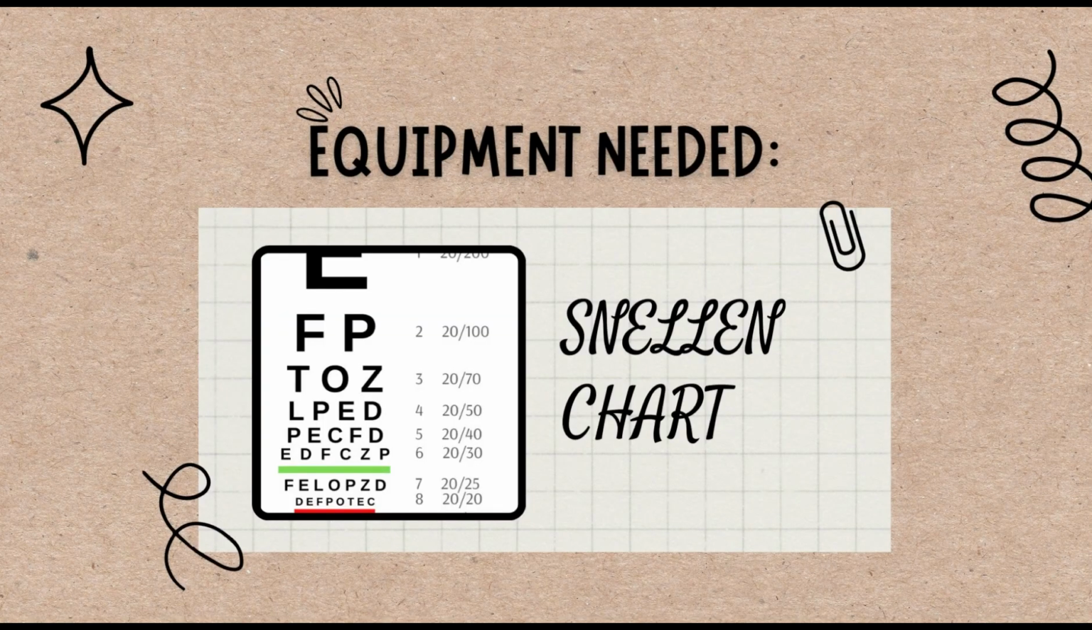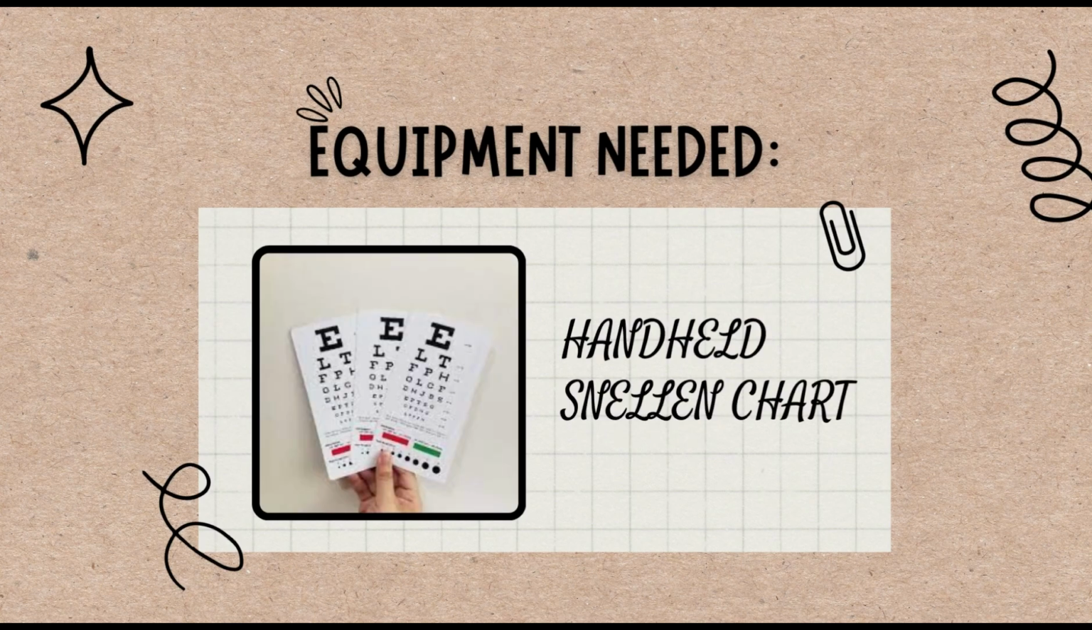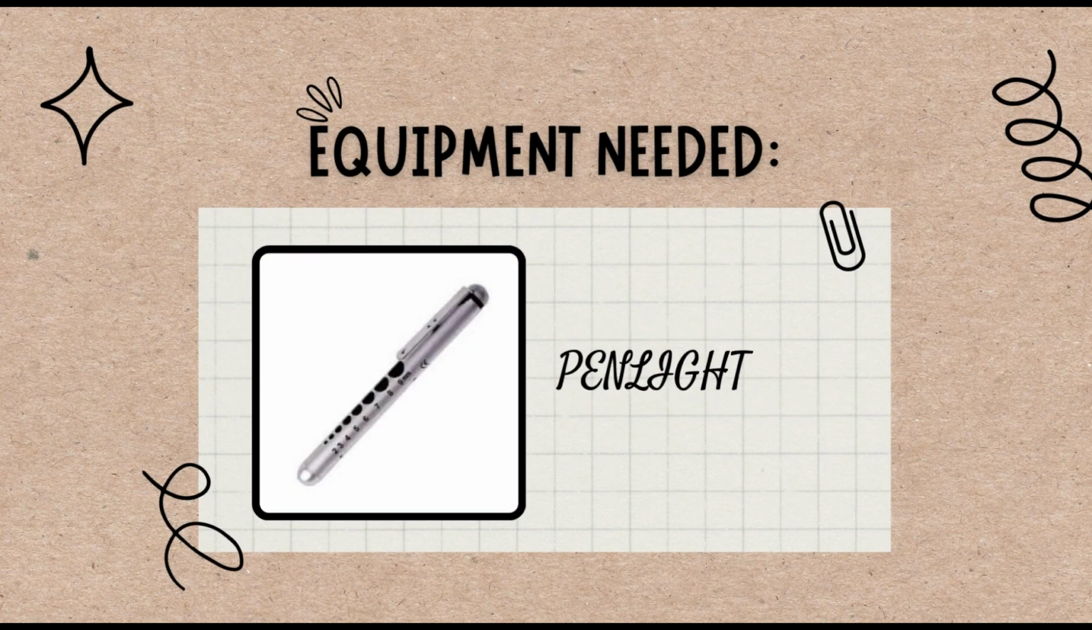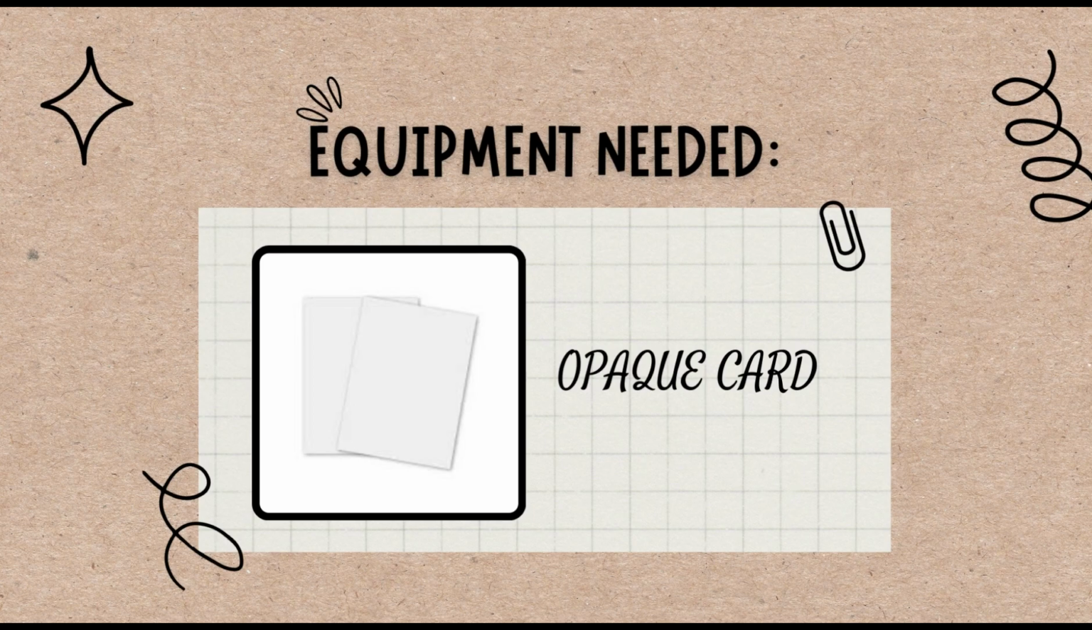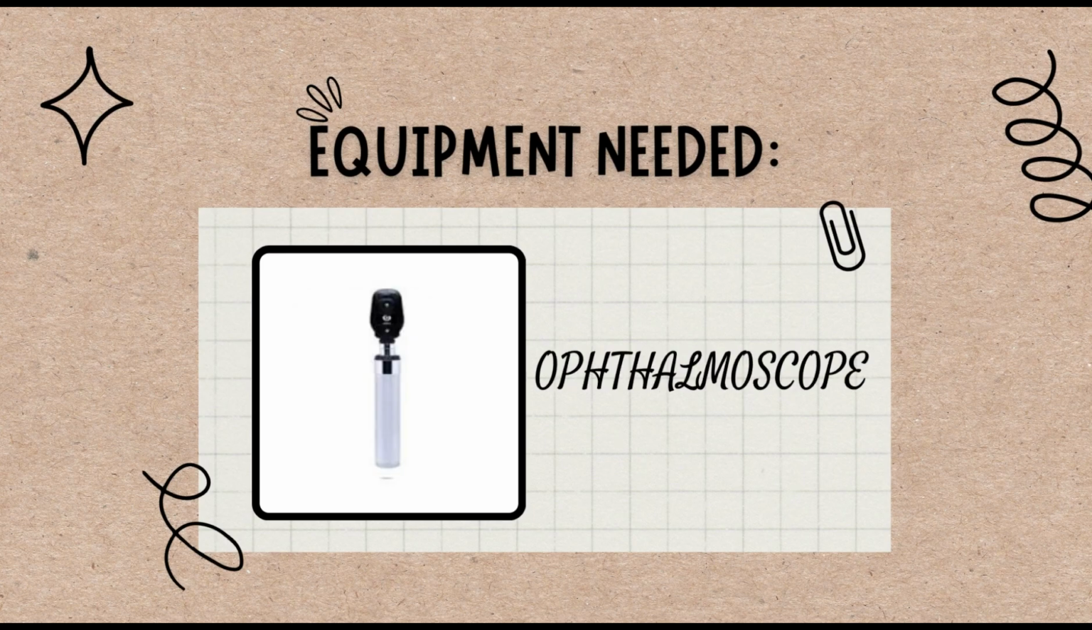Perform a written demonstration about the assessment of the eyes. So first, we need to gather all the equipment needed. We need a Snellen chart to quickly assess the monocular and binocular visual acuity of our patient, also the handheld Snellen chart, a pen light, an opaque card used to check the alignment of the eyes, and also the ophthalmoscope. It is a device used to examine the interior structure of the eyes.